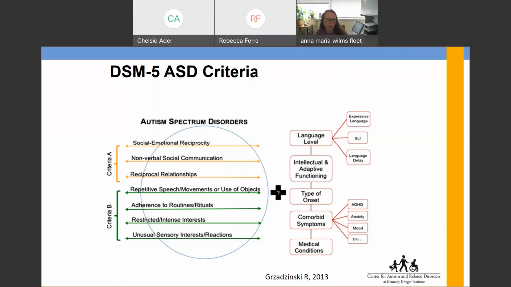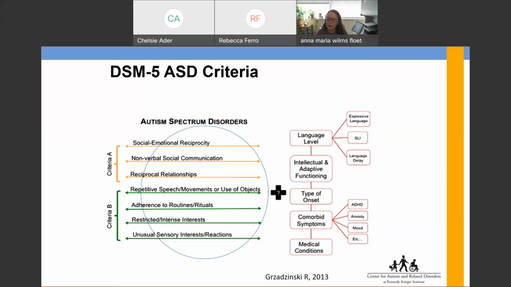And working with children and individuals over time, it is important for us to not only look at core features of autism, but again, what else do we identify as areas of need? So in DSM language, it's called specifiers. So thinking about children's language and their ability to express themselves verbally, and how do they understand when we offer directions, so their receptive language skills.